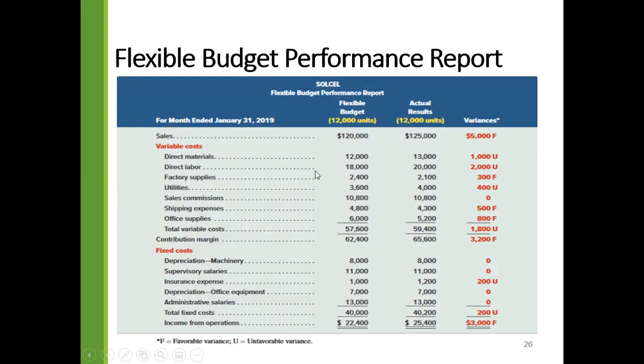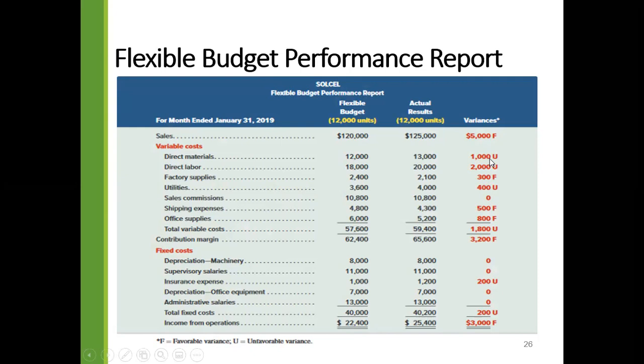Direct labor, again, we budgeted 18,000. Direct labor was actually 20,000. So that one we're 2,000 unfavorable. And what we'll see when we get into chapter 8, when we break this variance analysis down a little bit more, is that we can further analyze these variances, right? So if we're looking at materials variance, for example, we're 1,000 unfavorable.